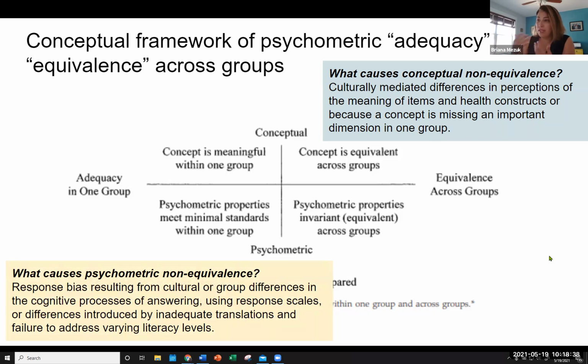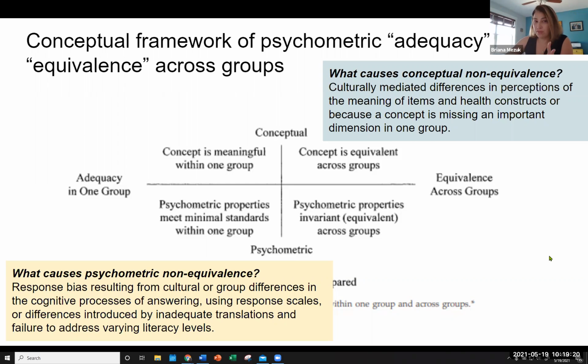Psychometric non-equivalence is this differential measurement error. So the idea that there's response bias that is due to either differences in the way that we answer questions or differences in the response scales, or maybe inadequate translations or things like that. So there's a problem with the measurement, but it's not because the construct itself is different across the groups being compared. There's something around the way that the scale I'm using is not operating the same across the groups, even though they share the same concept of what depression is.